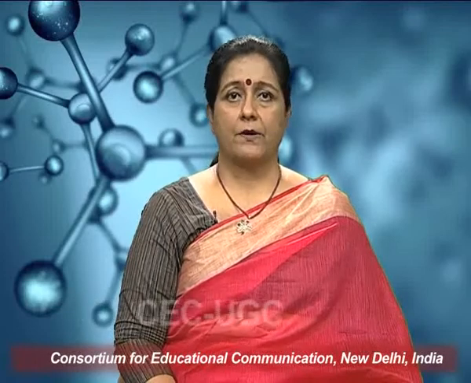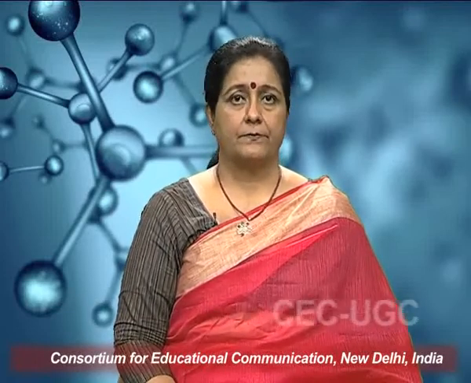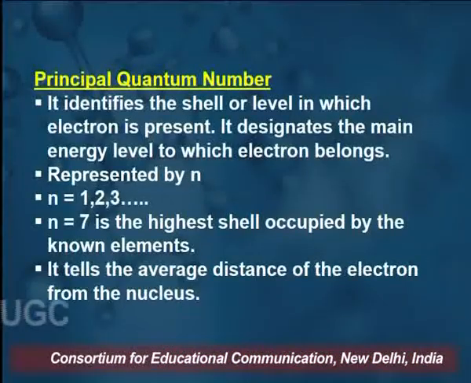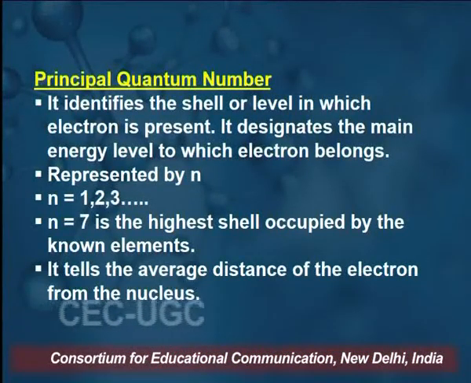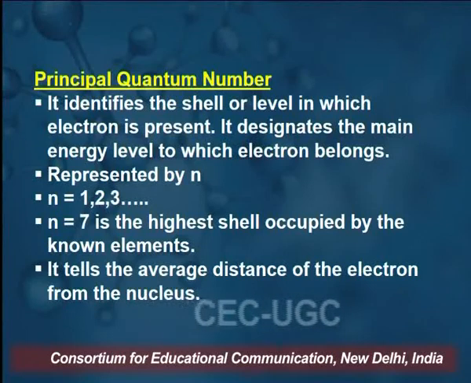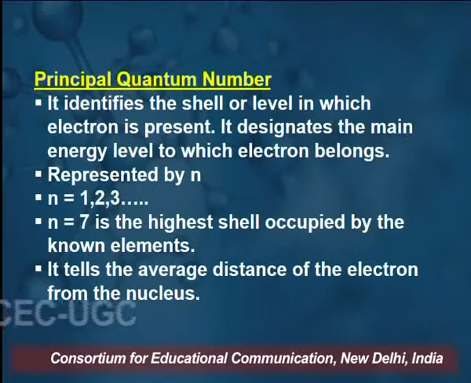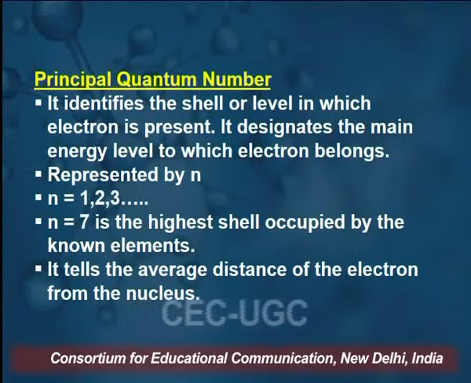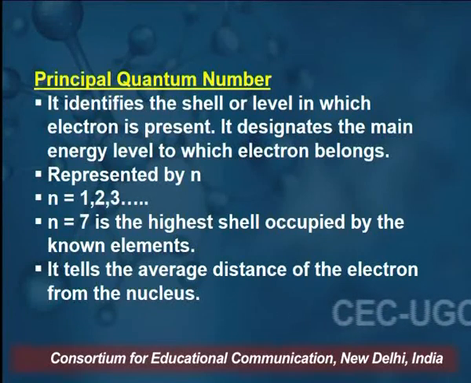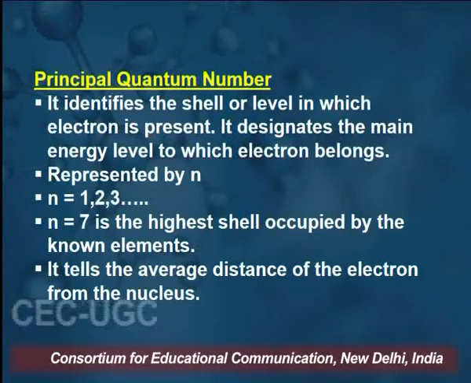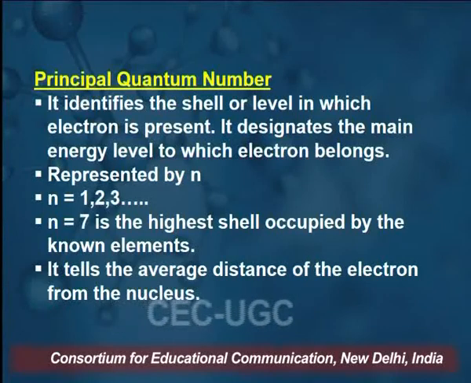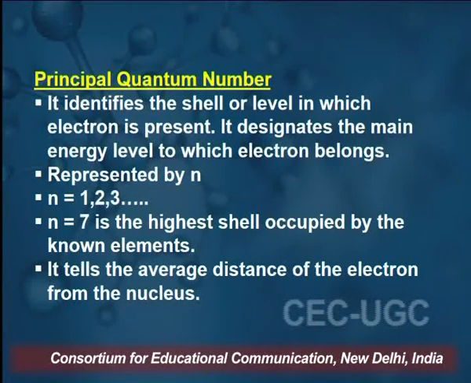Let us talk about the principal quantum number. It identifies the shell or level in which the electron is present. It designates the main energy level to which the electron belongs, represented by n. n can have a value 1, 2, 3 and so on. n equal to 7 is the highest shell occupied by the known elements. It tells the average distance of the electron from the nucleus.